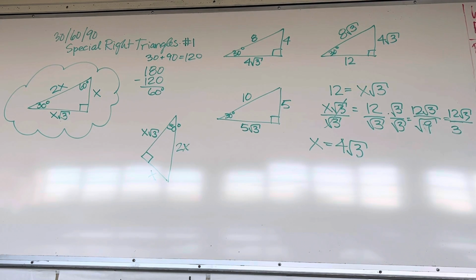Okay, good. That's all I was going to cover. Right? That's special right triangles number 1, the 30, 60, 90.